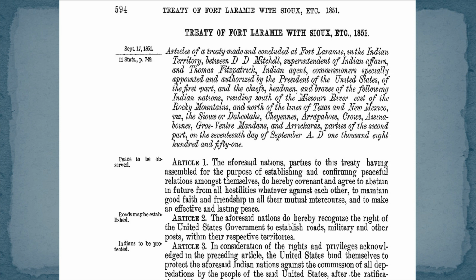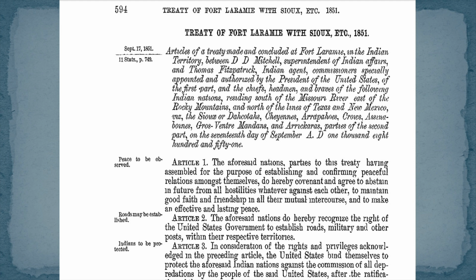So the 1851 Treaty of Fort Laramie. So again, remember, I'm looking at U.S. annotated documents, which happen to be the official source for the United States. So we see it's the Treaty of Fort Laramie with the Sioux, etc. in 1851. We see that it was signed on September 17th, 1851. We can find it in the Statutes at Large. Remember, that's that chronological compilation of laws as they are passed. We can see that Article 1 is about peace to be observed.